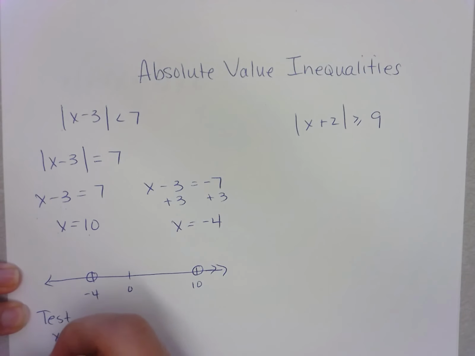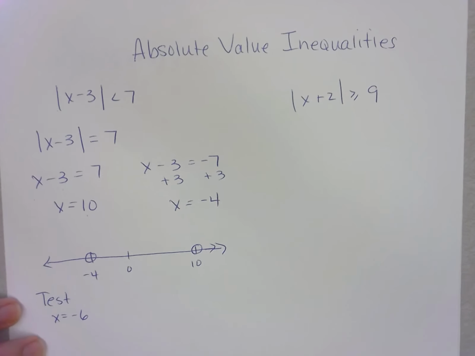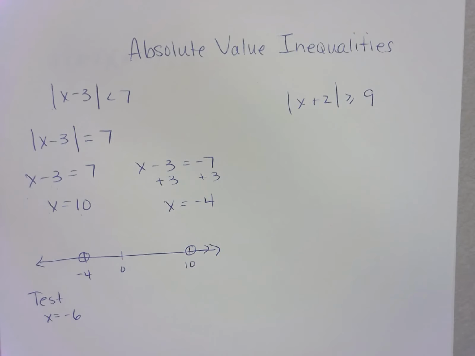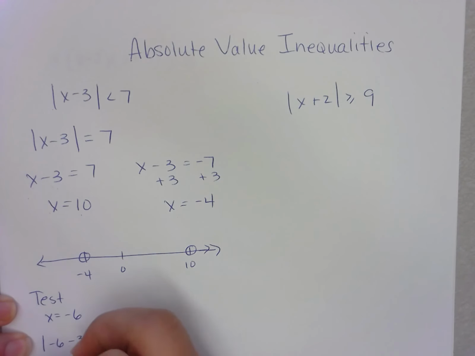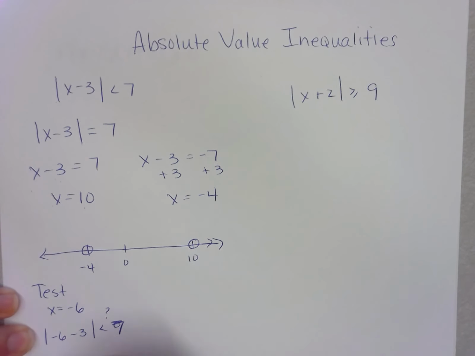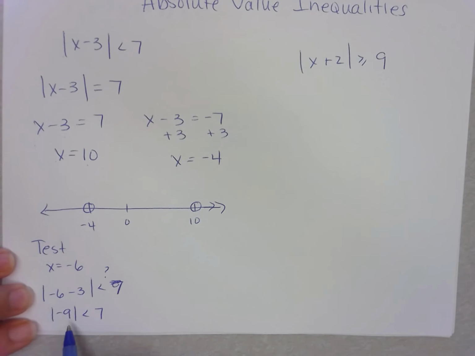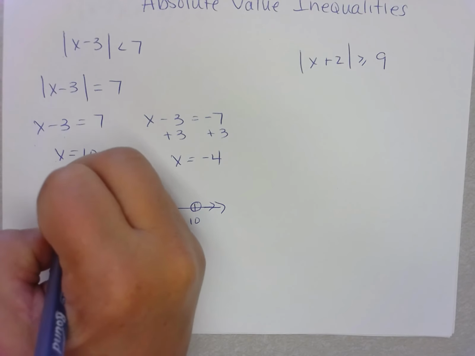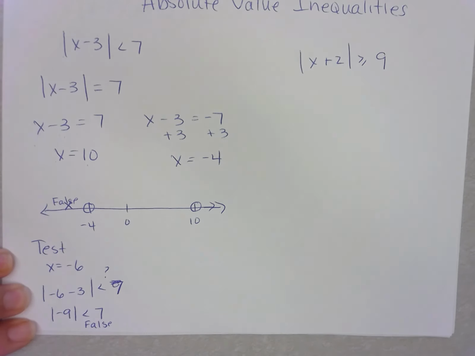Let's test when x equals -6. So I'm looking to see if my inequality holds true. So my solutions are where my inequality is a true statement. So I have the absolute value of -6 minus 3 is less than 7. And I'm looking, is this true? So this actually becomes the absolute value of -9 is less than 7. And the absolute value of -9 is actually +9, which is not less than 7. So this is false. Right, so I'm going to write false up here so I don't think this is part of my solution here.